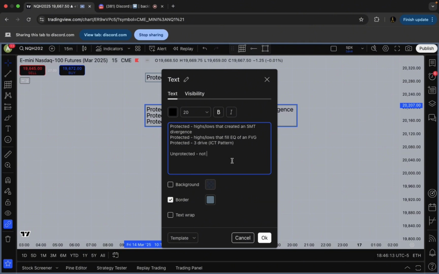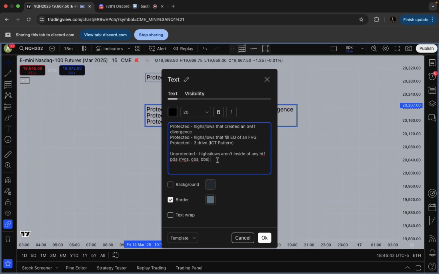This works with day trading, swing trading, like monthly swing trading. It really is just all up to you. But unprotected highs and lows are highs and lows that aren't really inside of any high time frame PD arrays, like FVGs, OBs, breaker blocks. So a lot of times you will see this at all-time highs, when we don't have data to know where the market's going to go.